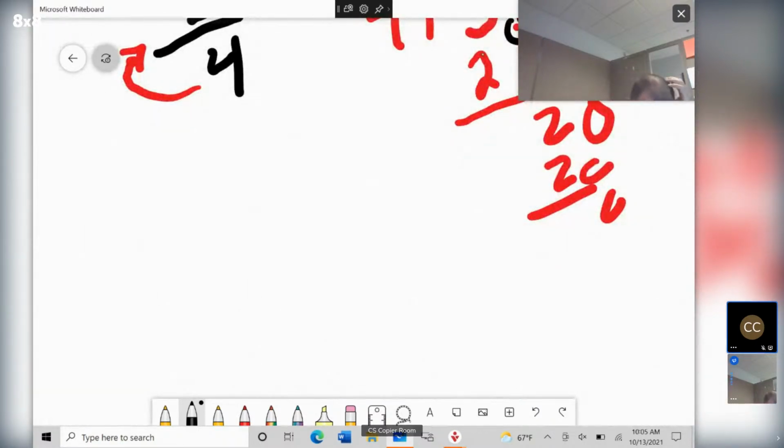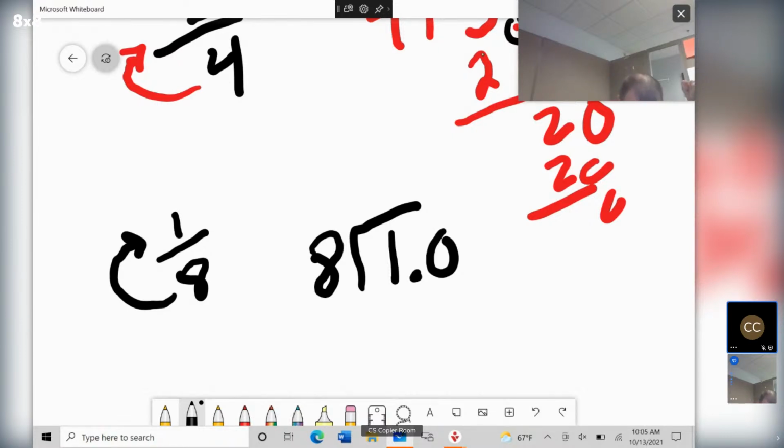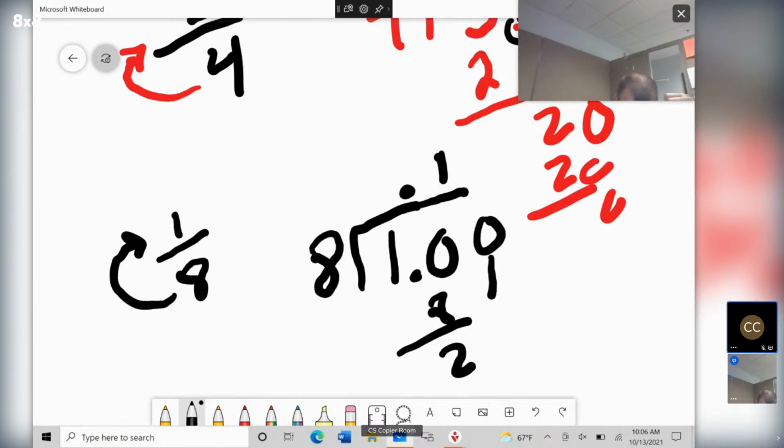Let's do 1 over 8. Remember, we're going to divide the denominator into the numerator. So we do 8 into 1. 8 is bigger than 1, we know that. So what we're going to have to do is add a decimal, put a 0 down, and move that decimal up. 8 goes into 10 one time. 1 times 8 is 8, and that leaves 2. So we bring another 0 down. 8 goes into 20 2 times.